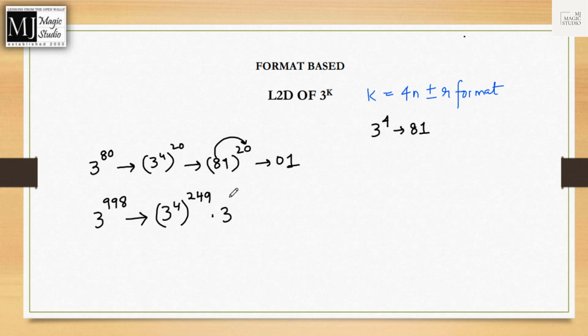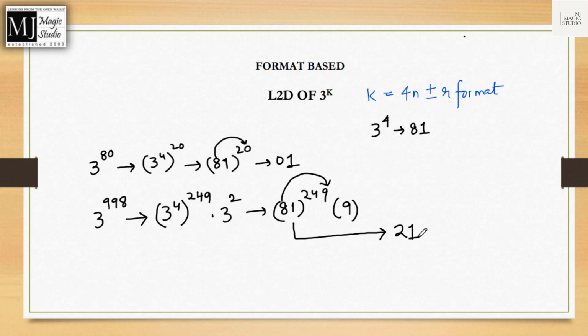So this is nothing but 3 to the power 4 to the power 249 into 3 square. That is, this is 81 to the power 249 into 9. Now we can very easily find the last two digits of this. This will be 8 into 9. 8 into 9 is 72. Last digit of 72 is 2, and just put 1.